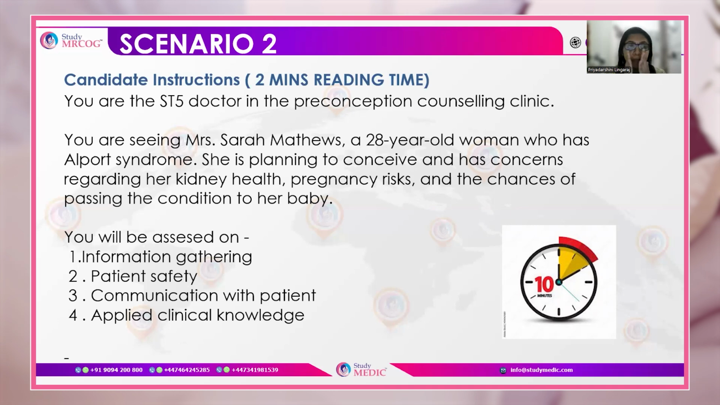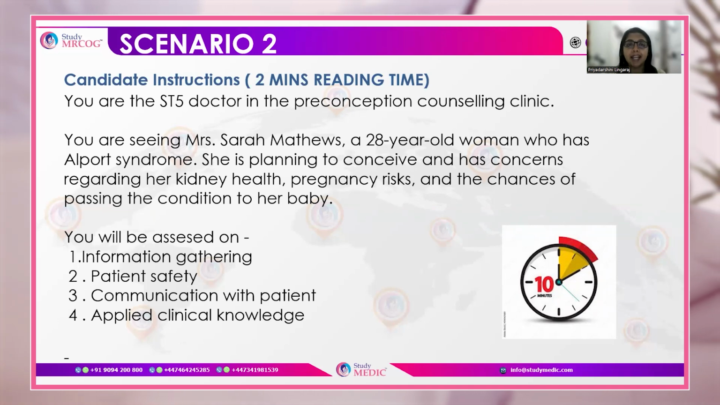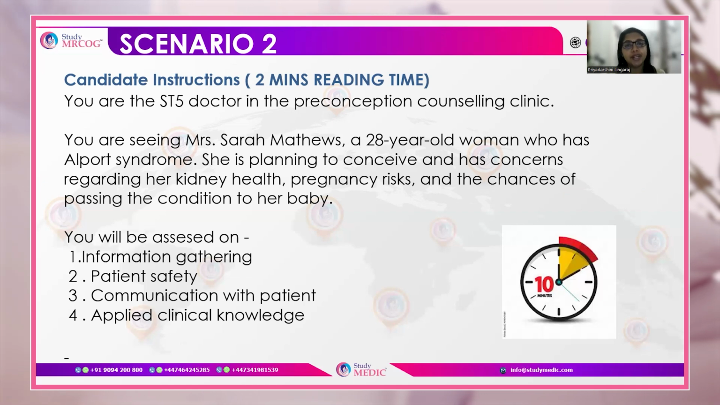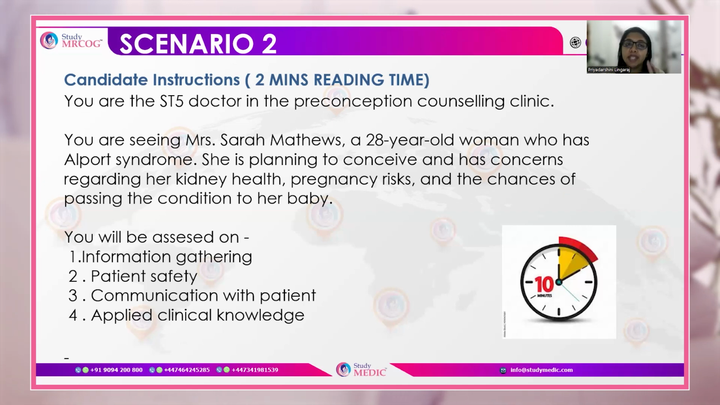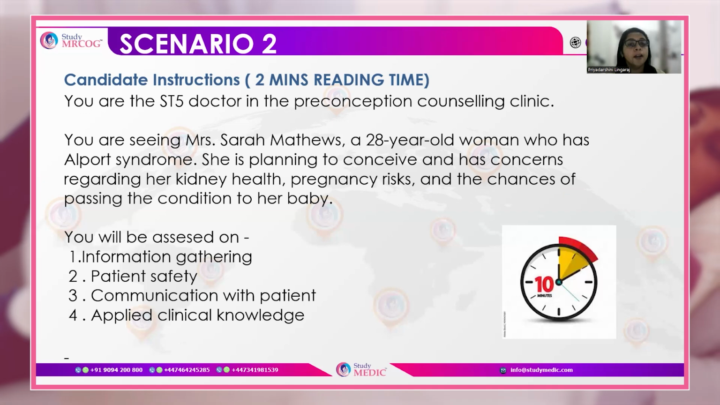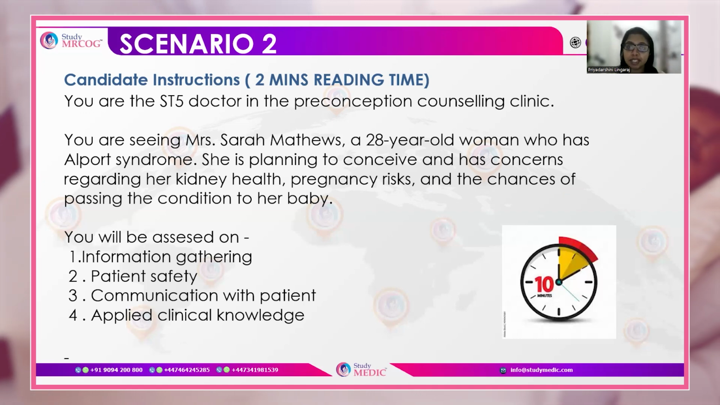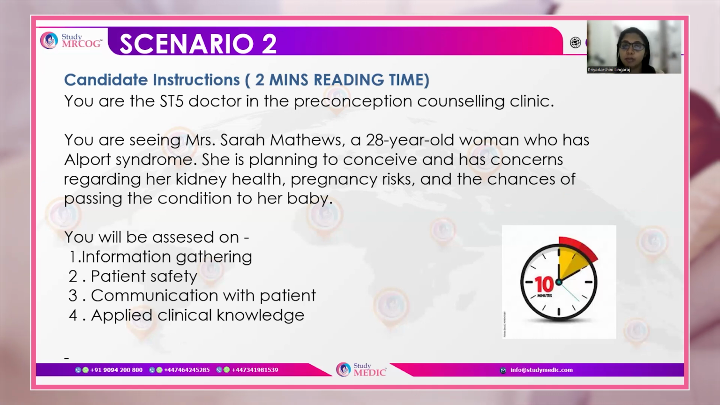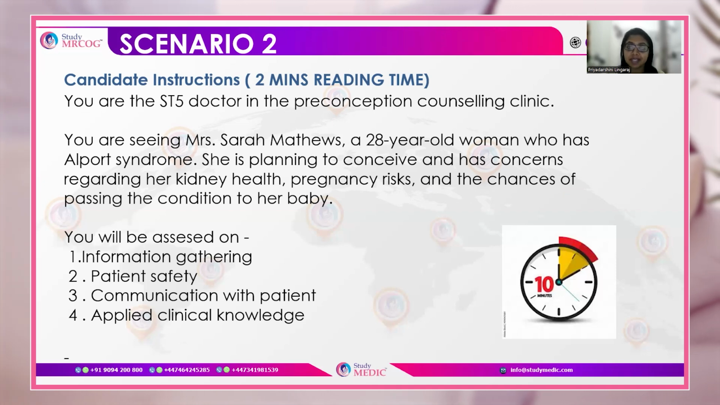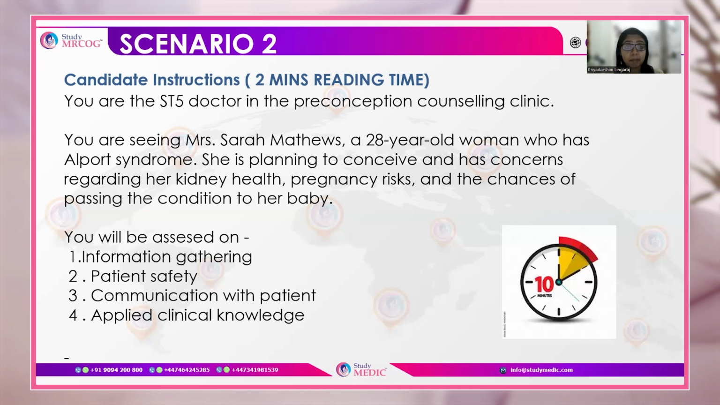If you see, again, it's 2 minutes of reading time, 10 minutes of performance time. And first you need to understand who you are. You are ST5, in the preconceptional clinic. So these are two things you need to keep in mind. Next, you have the basic information of the patient and also the domain list. As we had discussed in detail for the first scenario, the same thing is going to apply here.